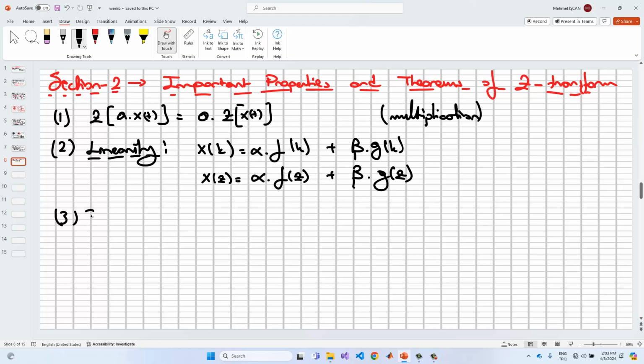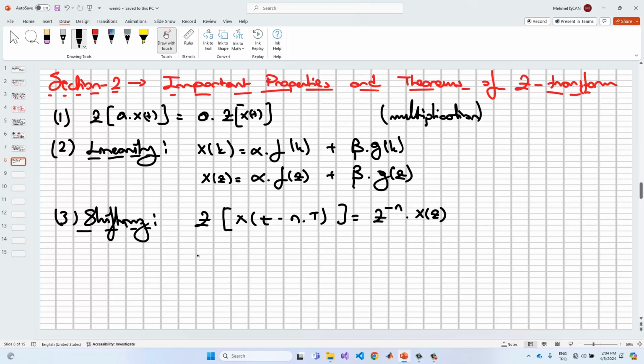Thirdly, we have the shifting property. For example, Z of x(t minus nT), just like this one. We can evaluate this signal based on the what? z to the power of minus n times X(z). Okay, this is a simple property.